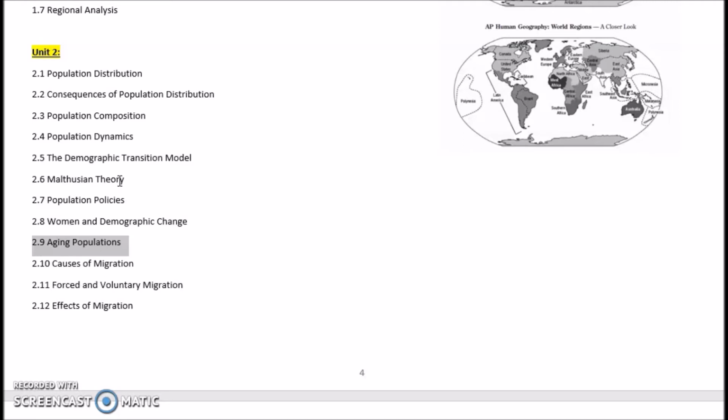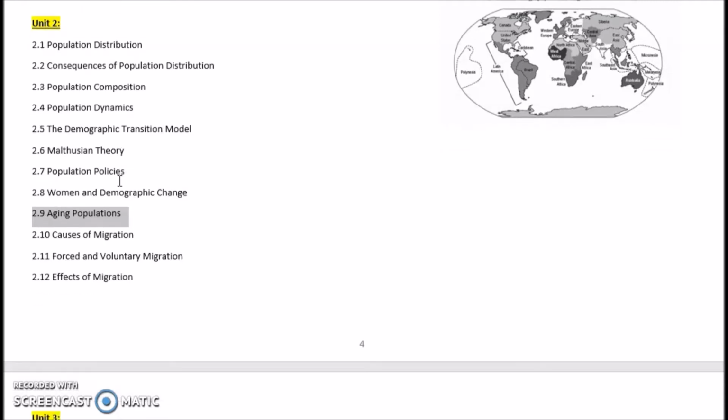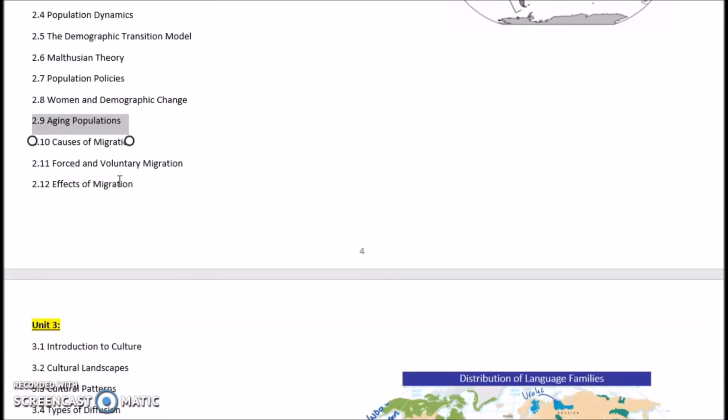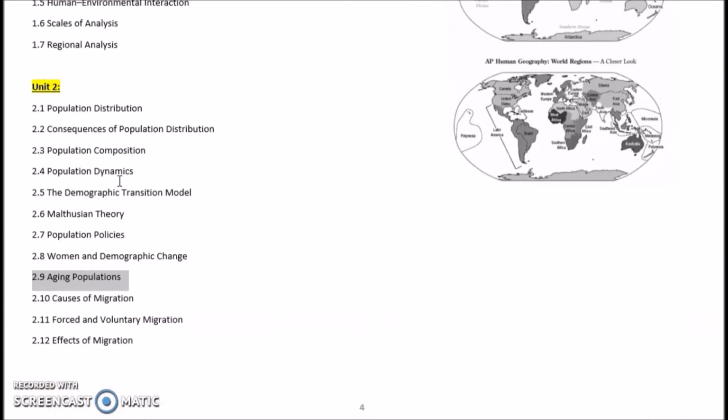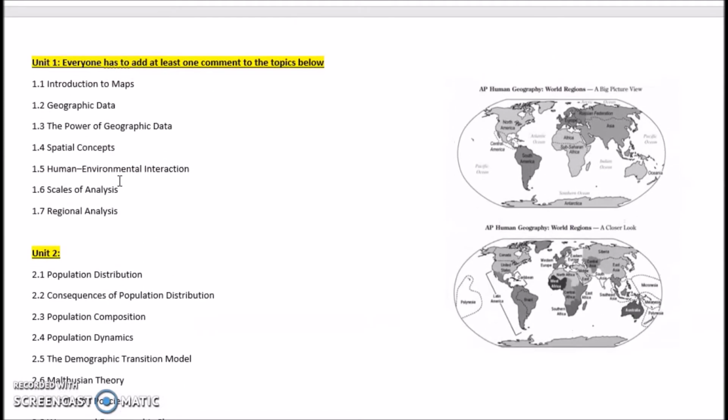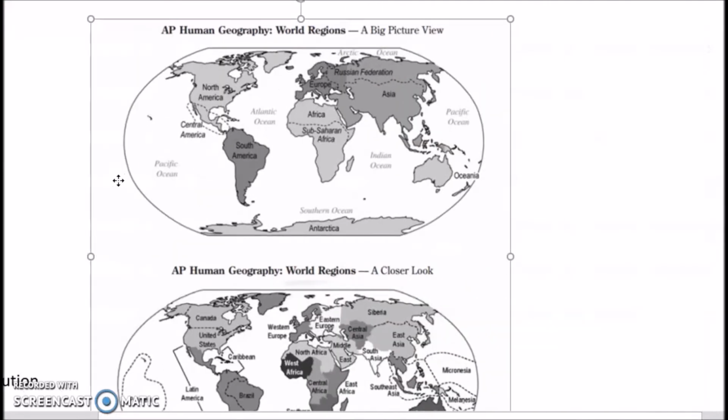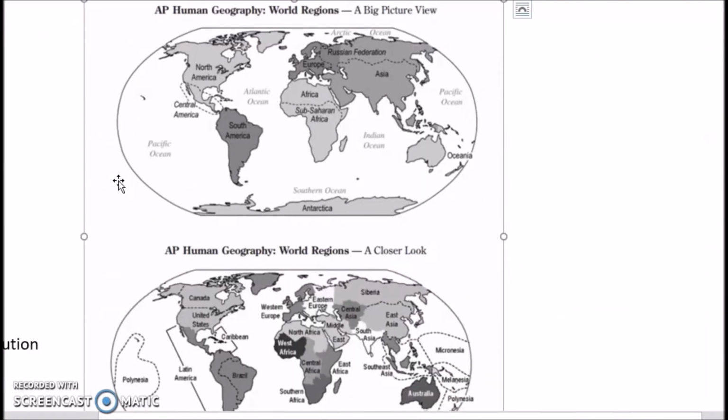Well, you're probably going to have to bring in Ester Boserup as well into your writing. So keeping those aspects in mind, I did go ahead and add in these two regional maps. One is the larger map, the big picture view, and then the other one is the world regions map, which is just a closer look at how it divides it up into the smaller areas.